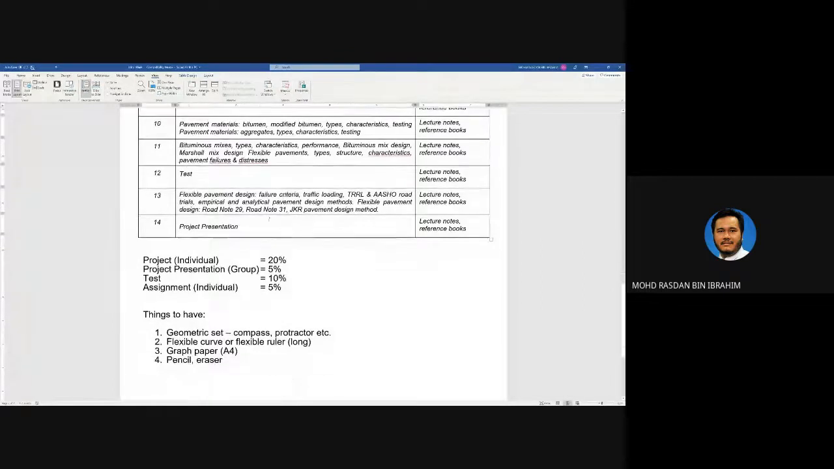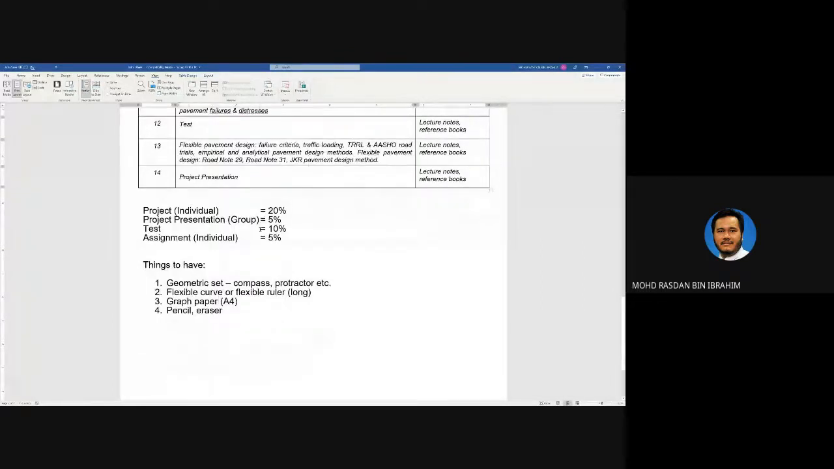So this is your marks distribution. For your project, individual mark is 20%, and then you're going to have a project presentation, which is in groups, 5%, which comes from the presentation. Test is going to be 10%, and assignment is going to be 5%. I'll talk about these things later. I'll show you your grouping first.